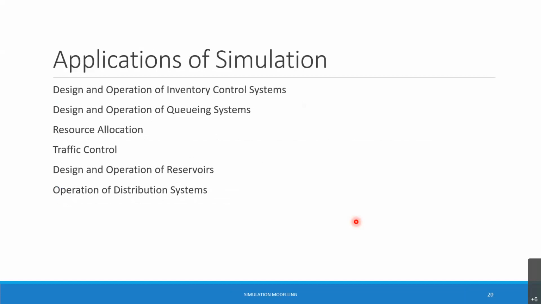There are different applications of simulation: design and operation of inventory control systems, which I just mentioned, design and operation of fuel systems, resource allocation, traffic control, design and operation of reservoirs, and operation of distribution systems. It could be a water distribution system, or an electrical distribution system, or any distribution system. So there are different applications that you come across with simulation.